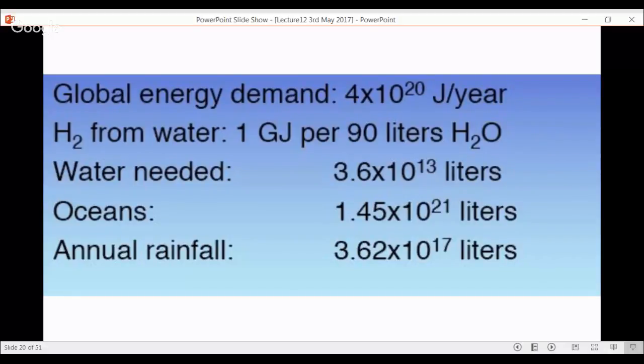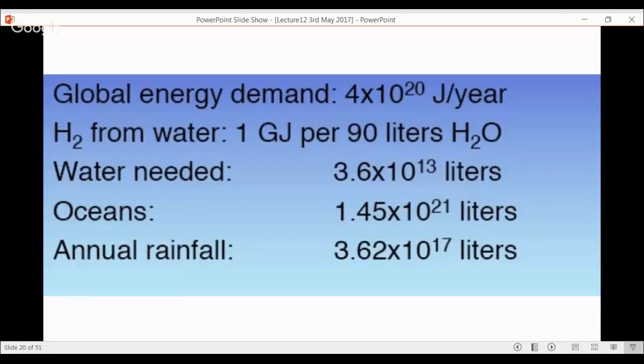Now, the water available in the ocean is 10 to the 21. So you can see that even if you assume that 10 to the 13 liters are required, we have a very large excess, maybe 10 to the 8 or 10 to the 10% of water.